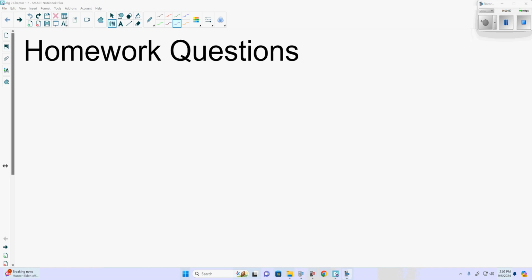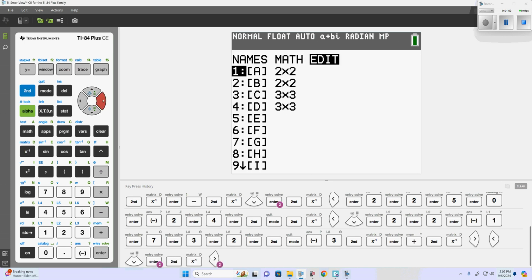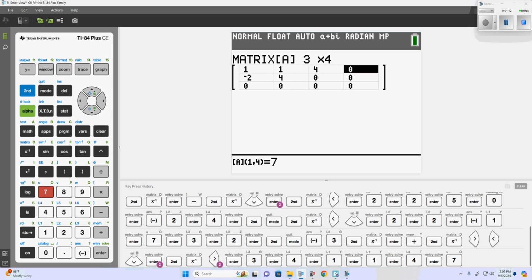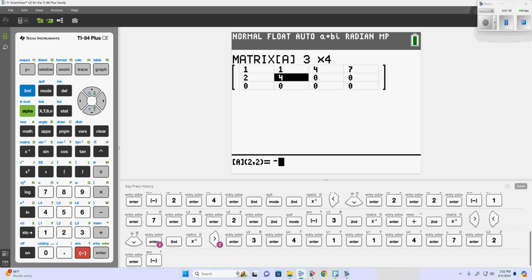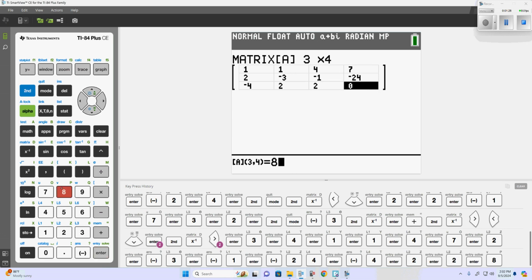Number 19, you can use the graphing calculator to do this. The first thing we need to do is to make an augmented matrix. For 19, we'd have 1, 1, 4, 7. And then 2, -3, -1, -24. Then -4, 2, 2, 8.